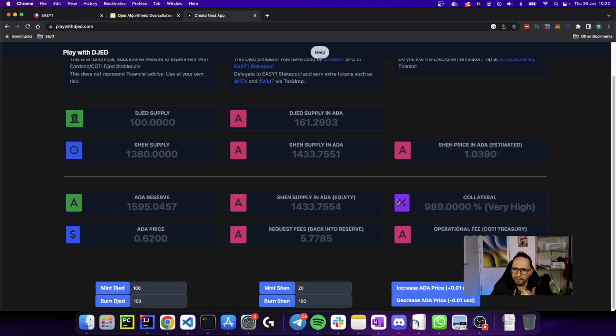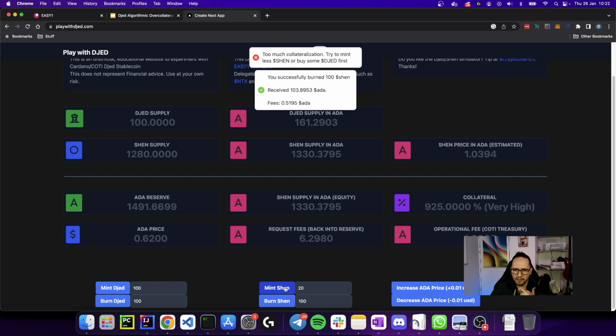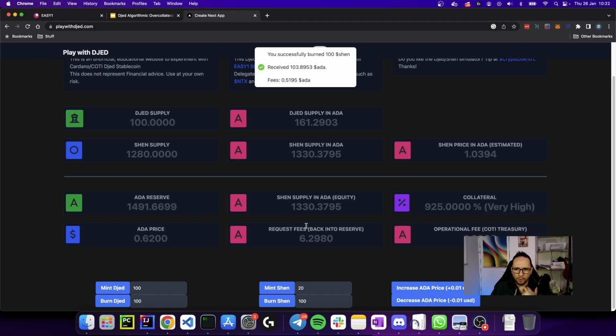What happens now is that because the collateralization is above 800%, I can burn Shen, but I can't mint Shen. And it means that whoever has Shen is really lucky because they're getting the juicy rewards, but nobody else can get in and get those rewards. It also means that the few Shens in circulation will appreciate a lot because there are only a few Shens in circulation. And with this, I think I covered pretty much everything that can be simulated with this simulator.